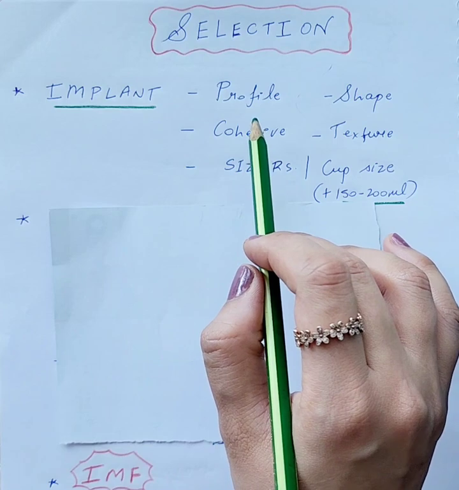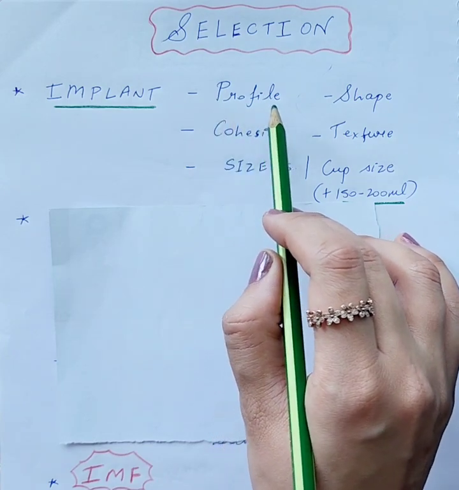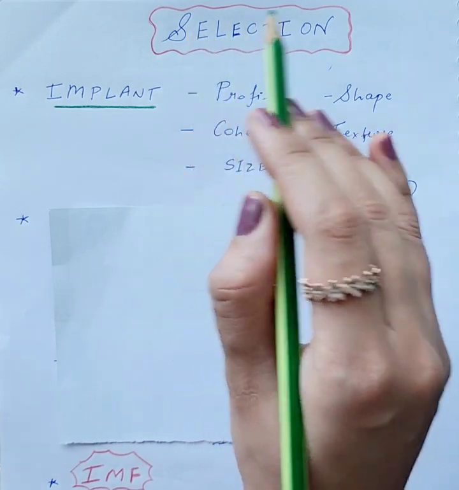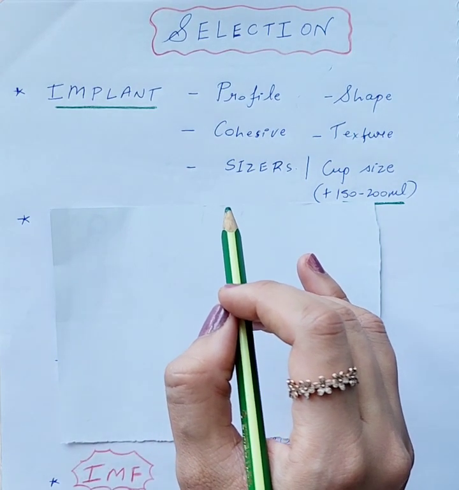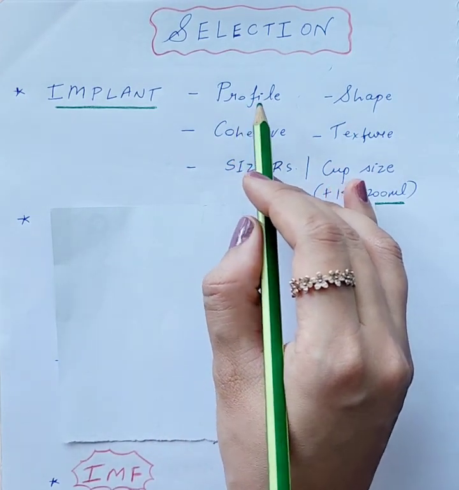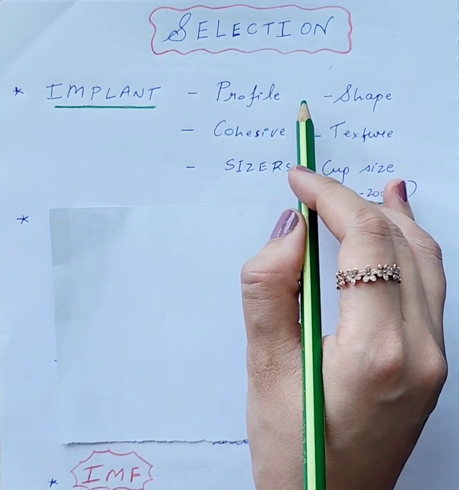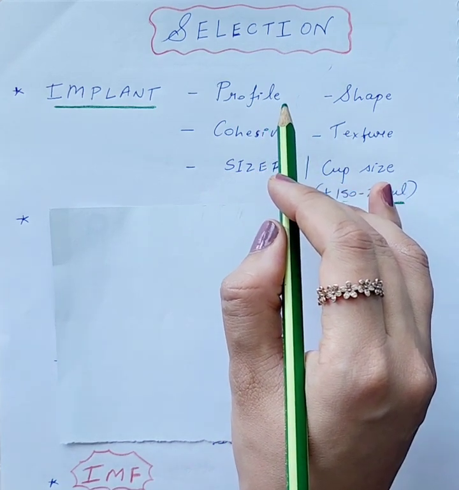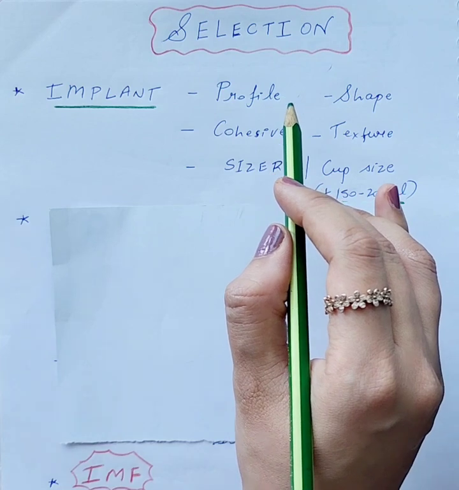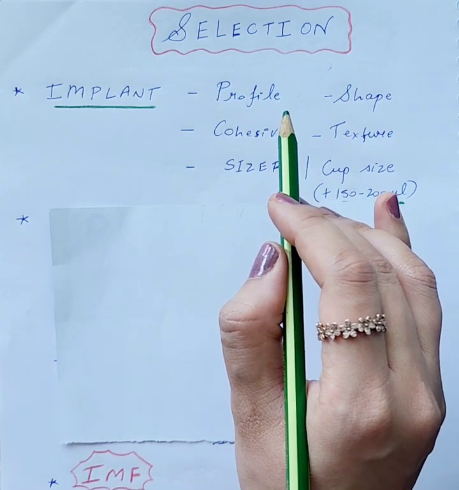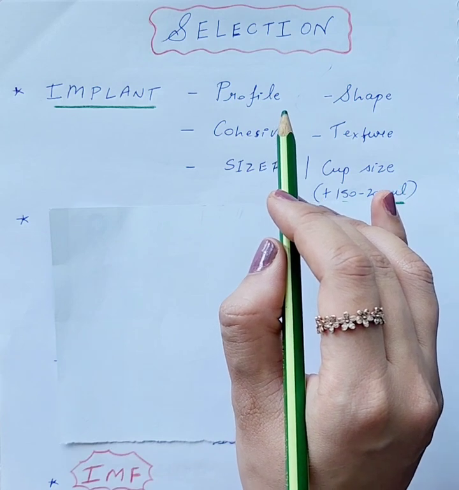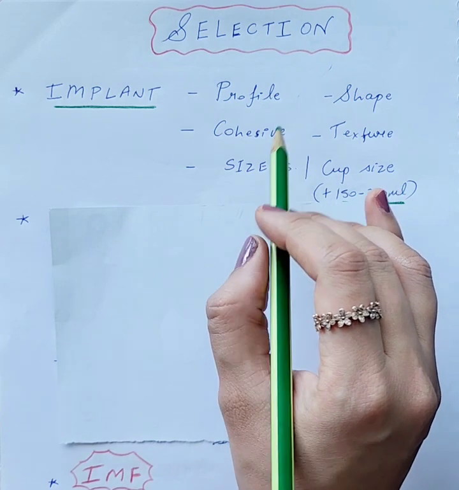Now what are the other parameters? The profile of the implant, which means the projection of the implant, the curvature that is given by the implant. So they can be low, medium or high profile implants. So with the same base width and the same volume, you can get different types of profile views, that is from low to high projection, depending on the patient's choice as well.